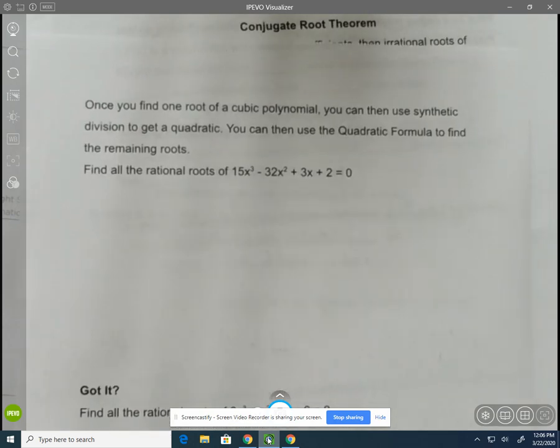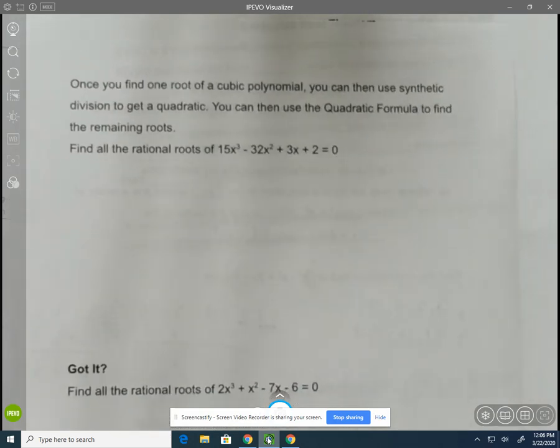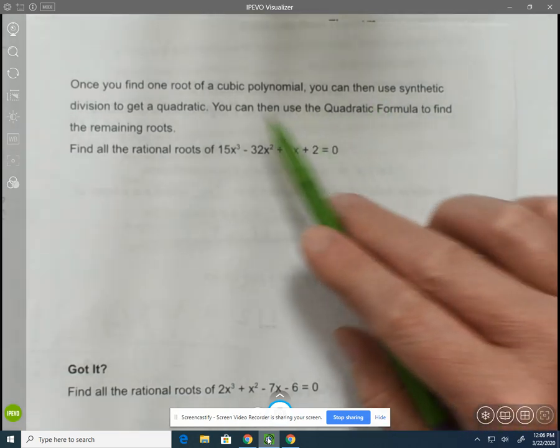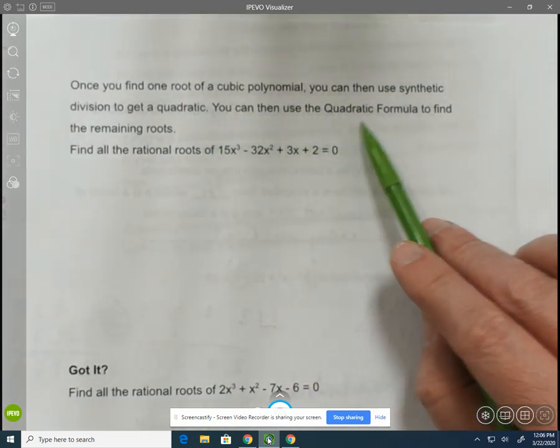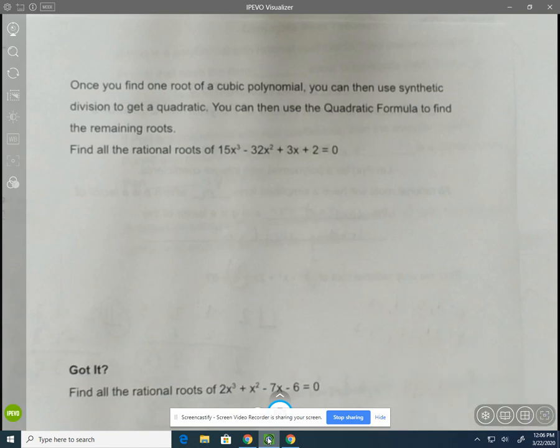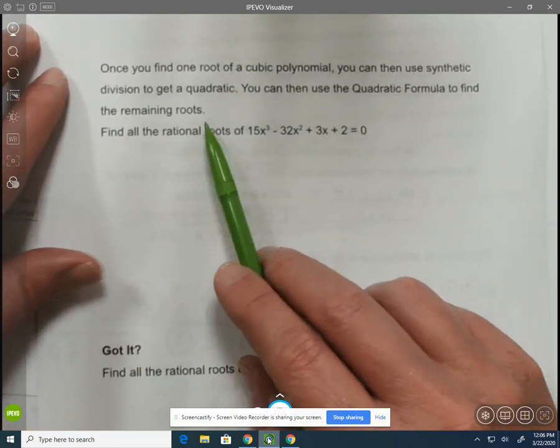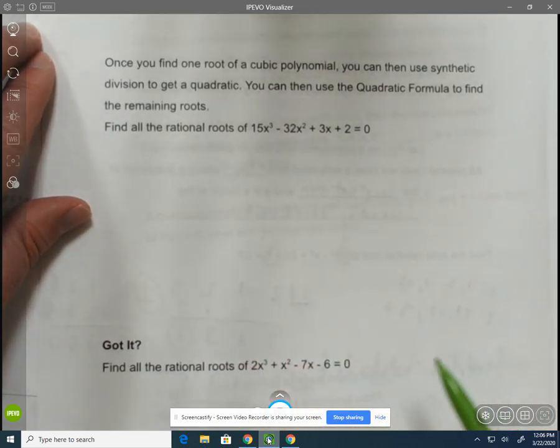So the other thing that I want to look at is once you find one root of a polynomial, you can use that to get a quadratic. All right. And then once we've got a quadratic, once we've got something that's an x squared, then we've got other things to find those other roots. All right. Like the quadratic formula or maybe factoring. Okay. So here it says find all the rational roots of this thing.